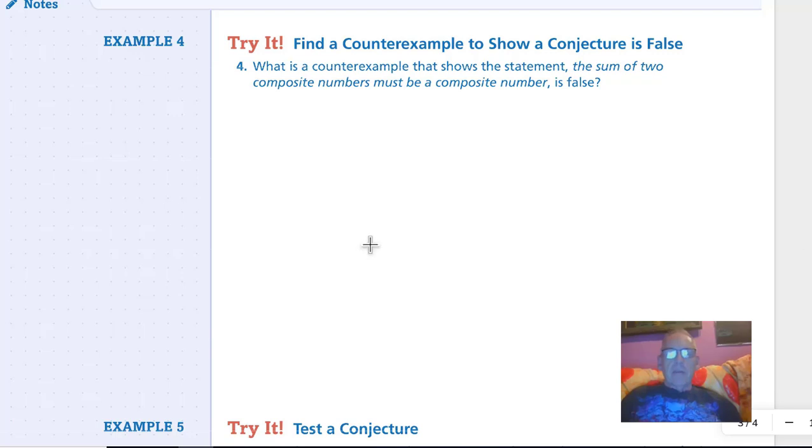Let's look at example 4. Find a counterexample to show a conjecture is false. What's a counterexample that shows the statement the sum of 2 composite numbers must be a composite number? Now, a composite number means it's composed of 2 other numbers. So, like a number like 6 is a composite number because that's 2 times 3.